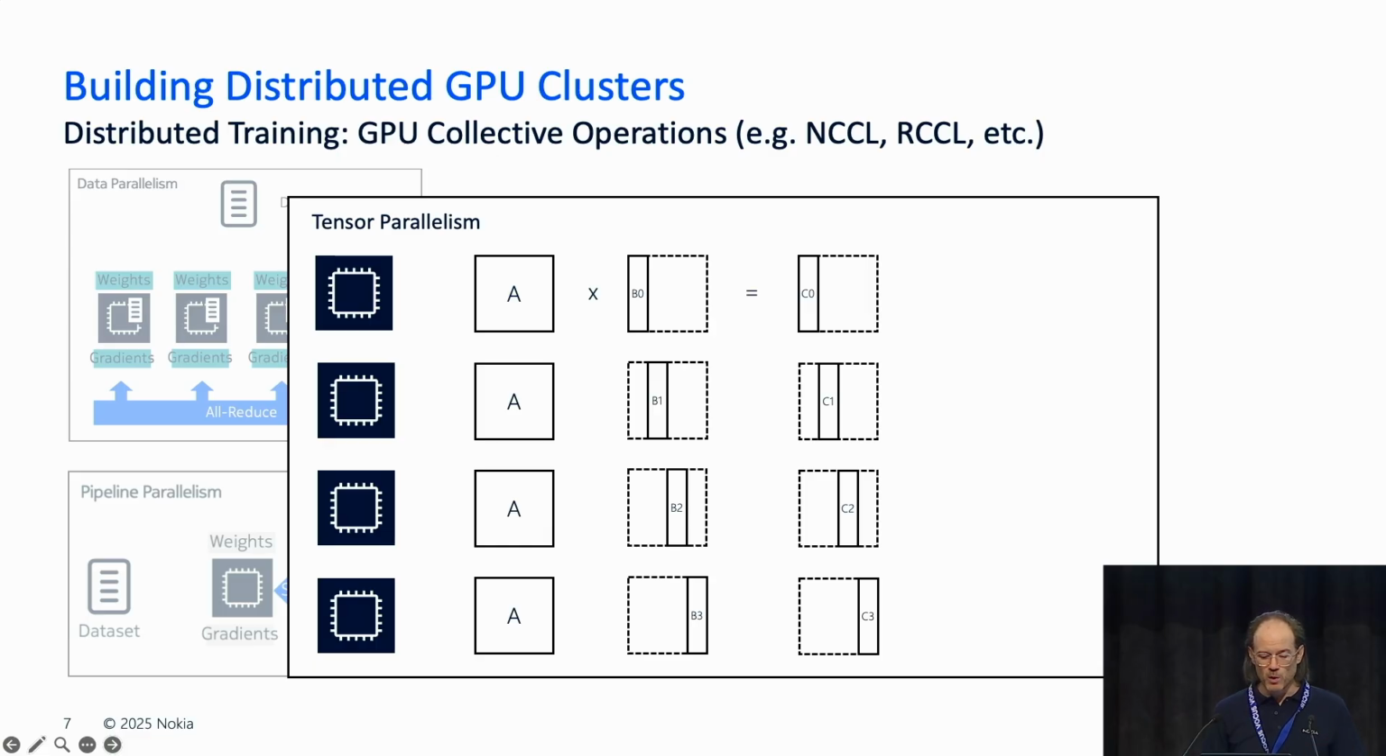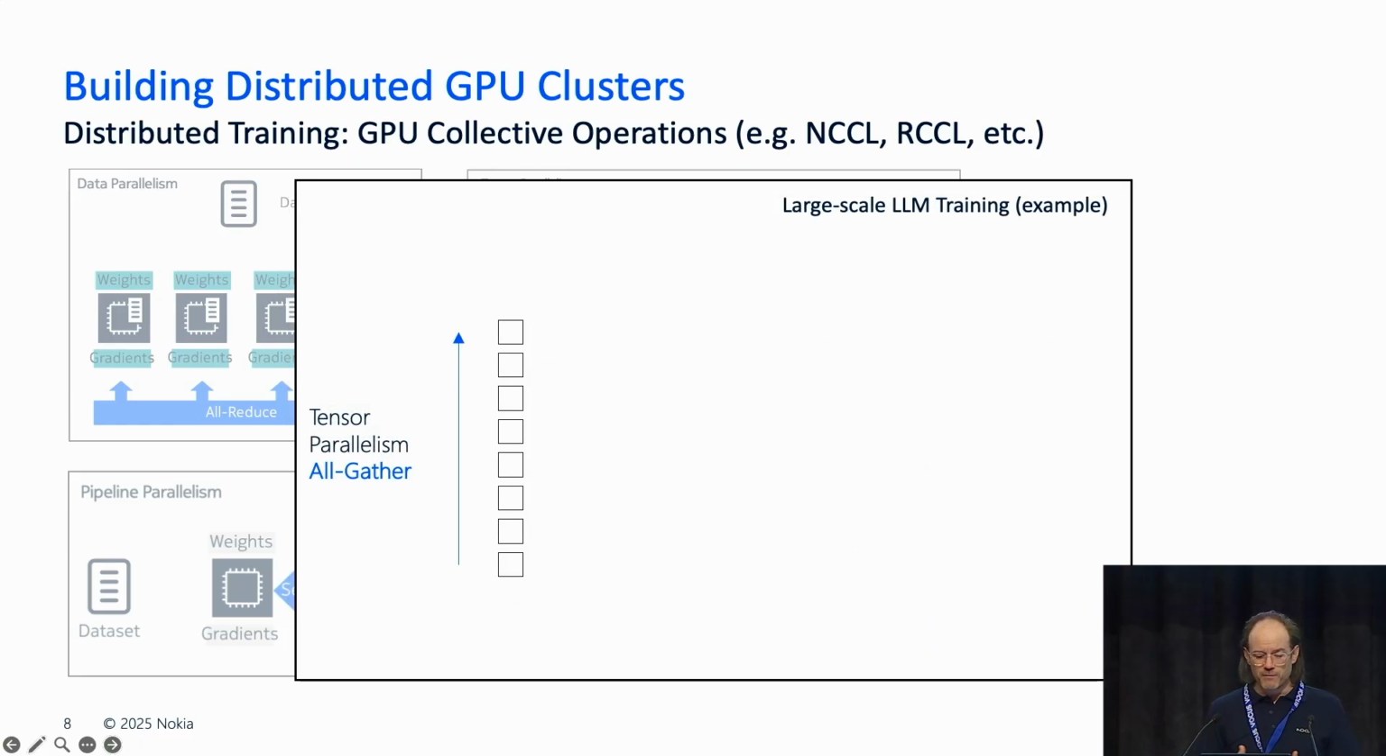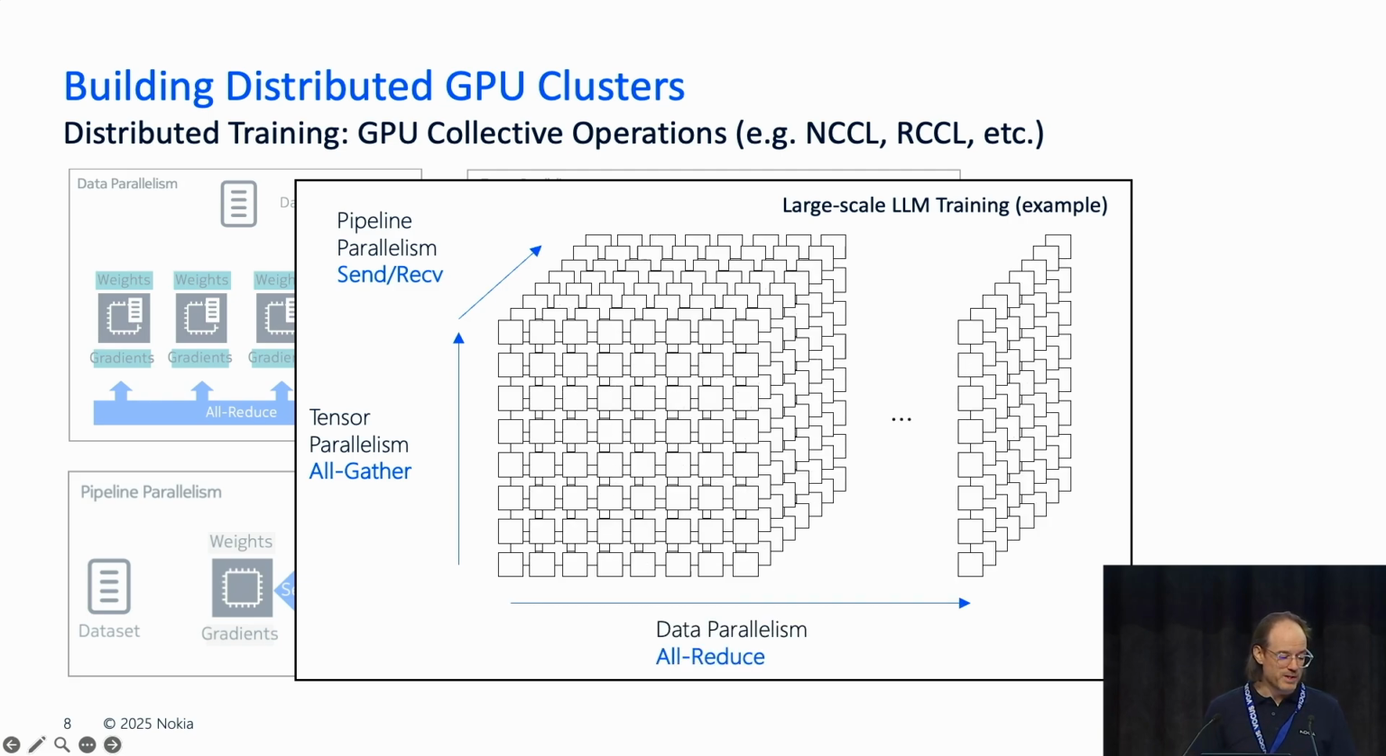And so this is where we use this all gather collective. And basically, this is every GPU sending its matrix results to all other GPUs. And in this way, we can recombine and get the result of matrix C and have that present on every GPU. So if you start to put these things together, as is commonly the case in large-scale LLM training, you'll actually employ multiple of these techniques all at once. So I can use tensor parallelism together with pipeline parallelism, and then also with data parallelism.